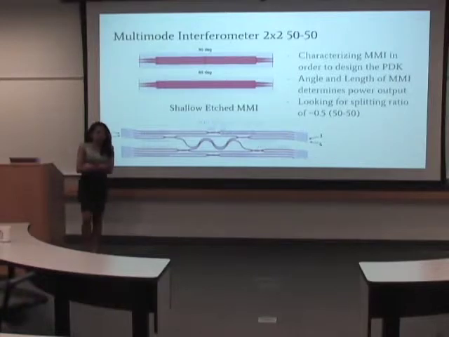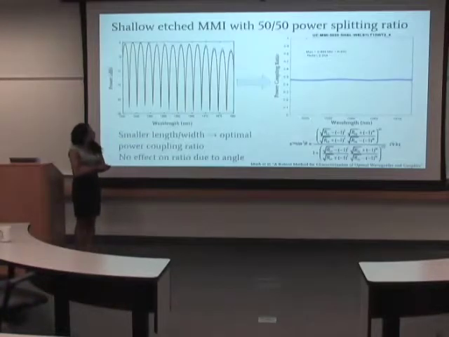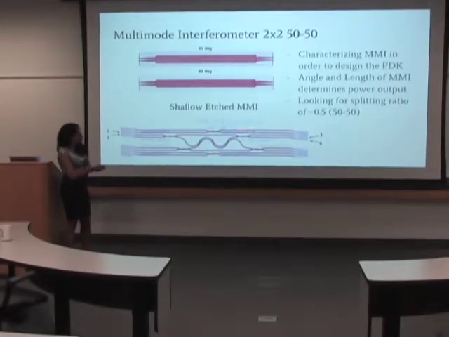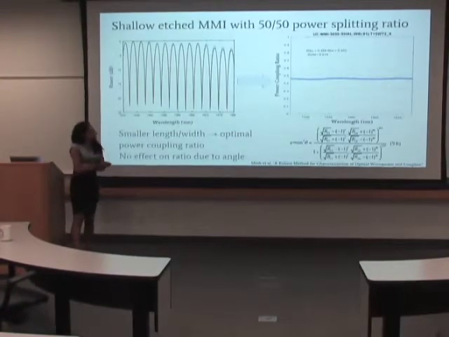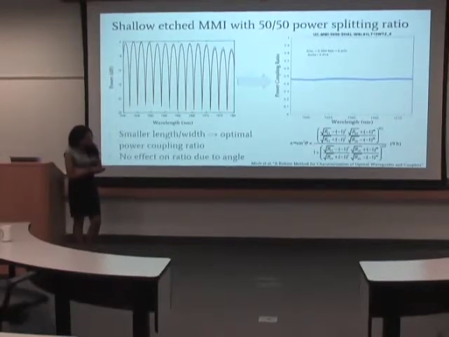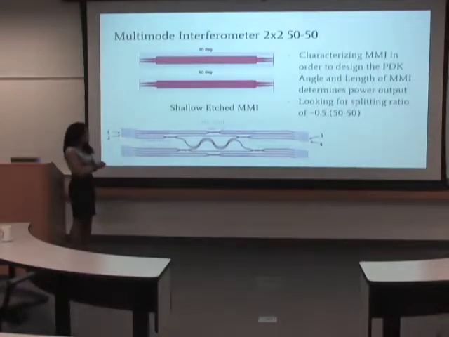So one of the devices that I've been using with this test setup is the multimode interferometer 2x2 50/50. The 2x2 basically means that there are 2 inputs and 2 outputs. Basically the light goes in through one end and reflects within this, and based on the length, we can get different outputs out of both of the outputs of the MMI.